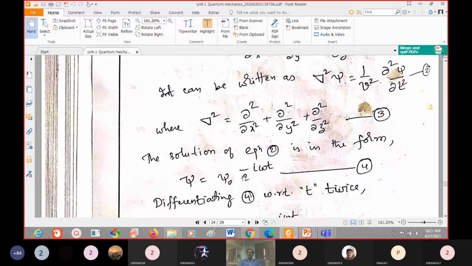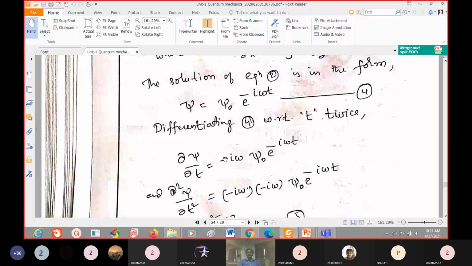Instead of e power i omega t, we can take either sin omega t or cos omega t. That means the solution can be psi equal to psi naught into sin omega t, or psi equal to psi naught into cos omega t. Whichever you take, the final result will be the same. But if you take e power i omega t, the derivation will be very simple compared to the others. That's why I am taking the solution psi equal to psi naught into e power i omega t.